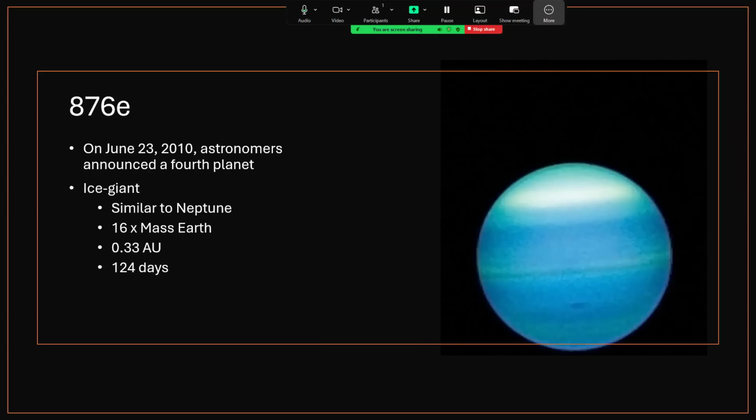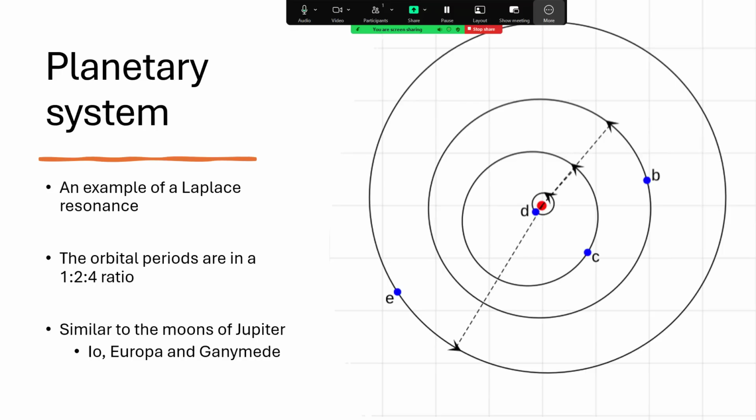And 876E, well, that's the fourth planet to be discovered, in 2010, after another 5 years of data had been collected. And this is an ice giant. It's similar to Neptune, 16 Earth masses, 0.33 astronomical units, going around in a 124-day orbit. So overall, the planetary system looks like this, with the innermost planet D, then C, B, and E in that order.